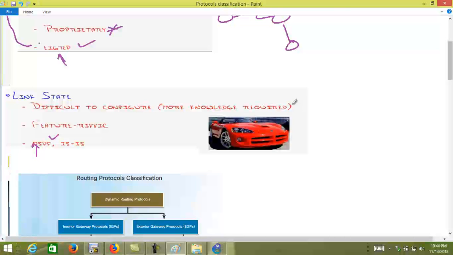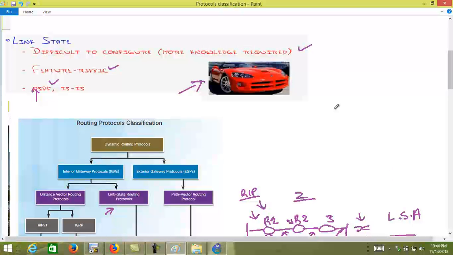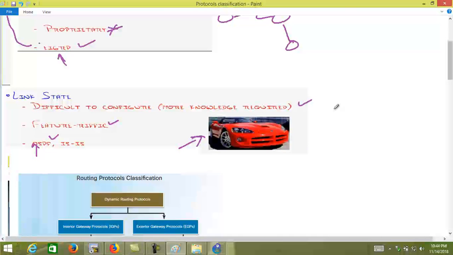The problem with them is you'll need more knowledge to deploy those link state routing protocols. They are feature-rich, but just like an expensive Ferrari or a Dodge Viper, it gives you features, speed and all that, but it's a high maintenance car. Likewise with OSPF, and by high maintenance, I don't necessarily mean that if you have deployed OSPF, you'll always be troubleshooting OSPF.